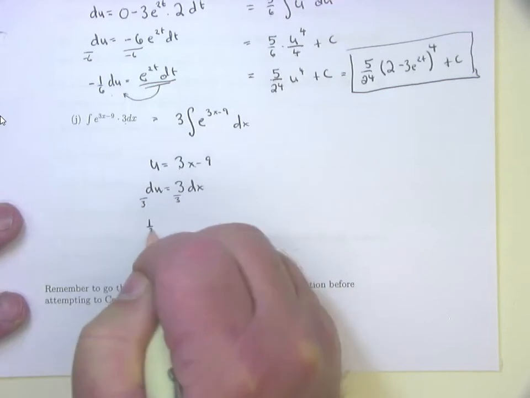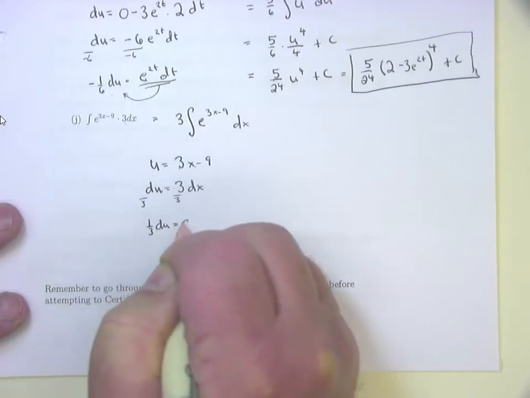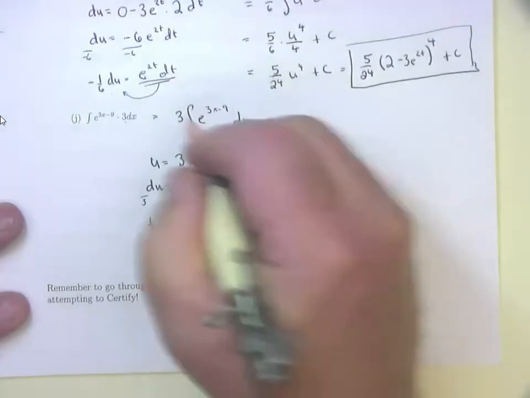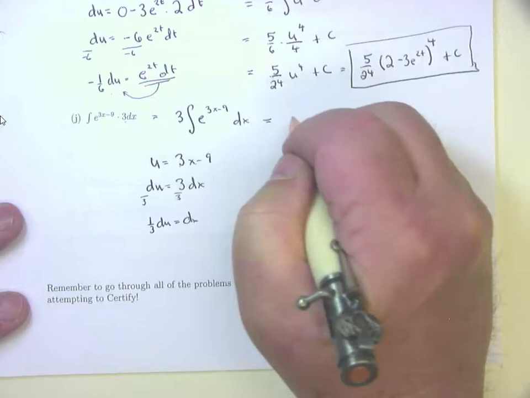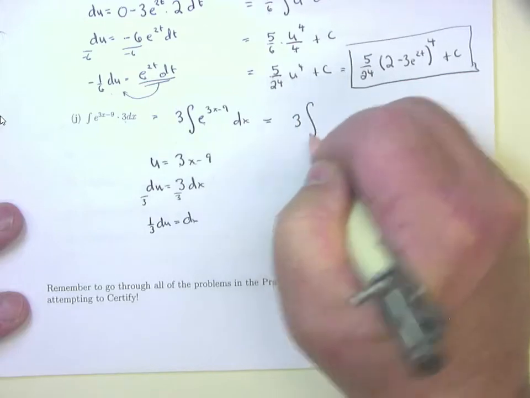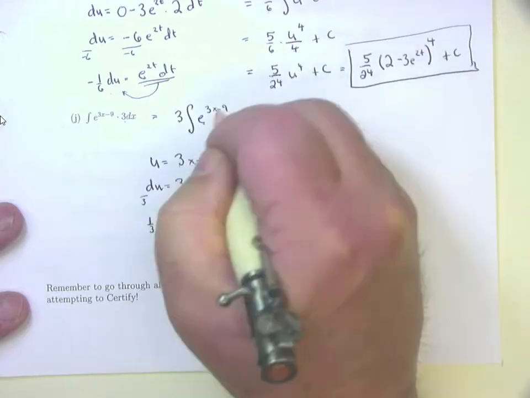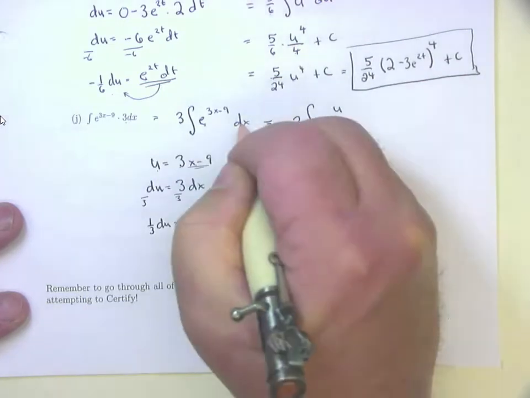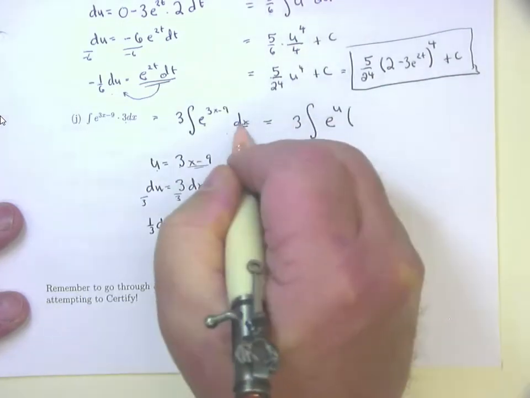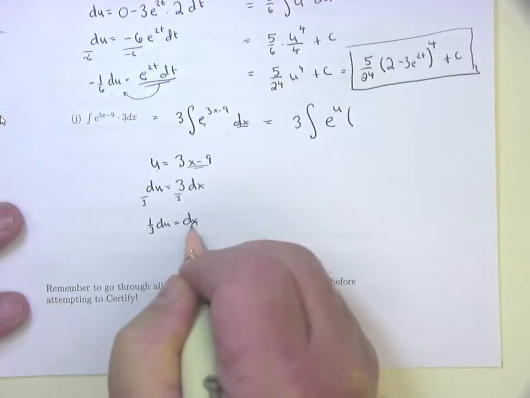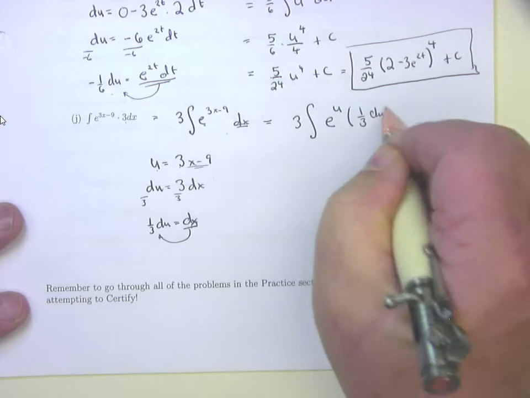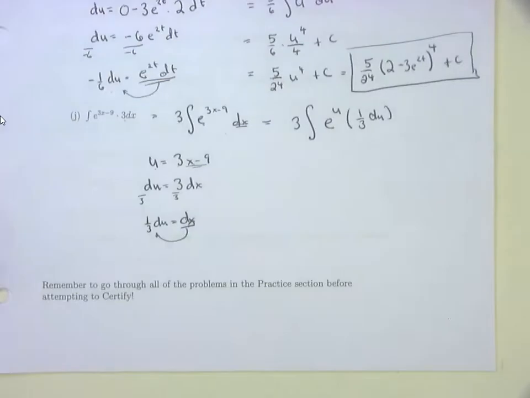So I get 1/3 du is equal to dx. Step 4, substitute. 3 is a constant being multiplied. It holds over. The integral, this function was e, but the 3x minus 9 was u. So that becomes e to the u. And the dx, in this case, that's the only thing that's left over, is going to get substituted for 1/3 du. Step 5, clean them up.